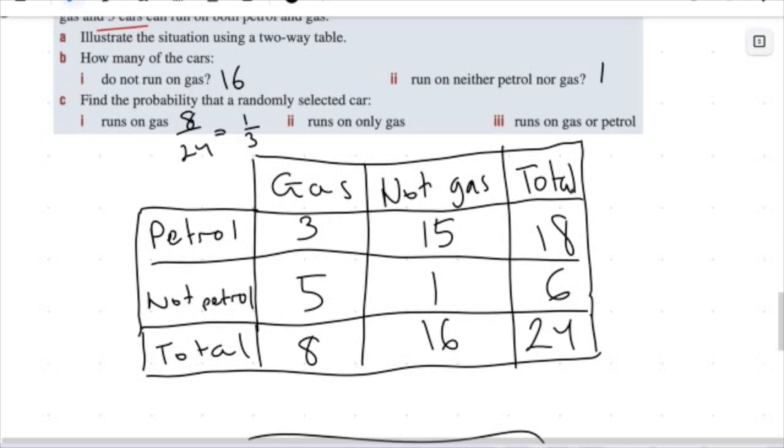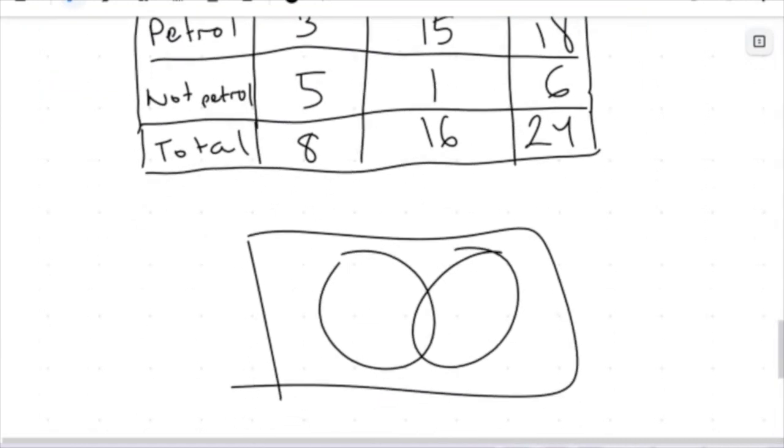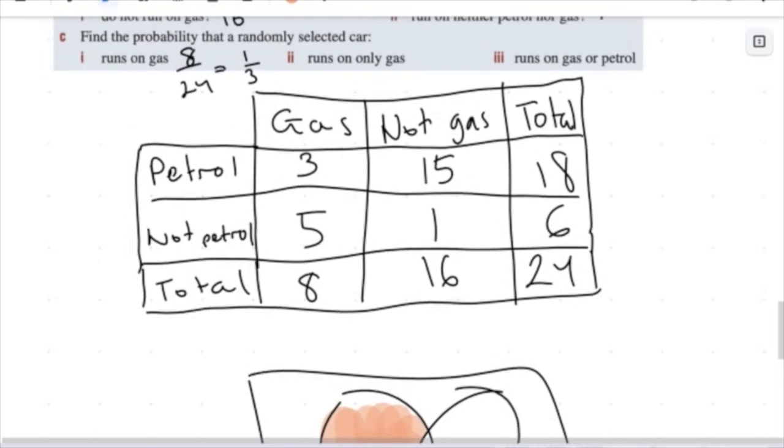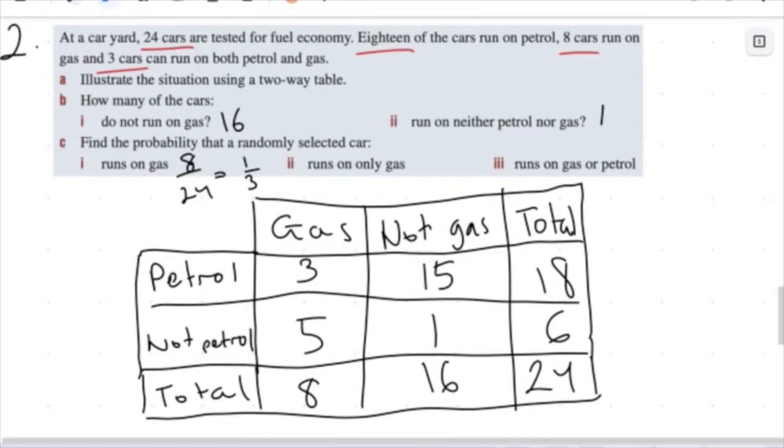Now, next bit, the probability that the randomly selected car runs only on gas. So in my Venn diagram, I'm looking at only gas, not gas and petrol. So I'm not looking at this middle section here. So the one I'm selecting here is my gas but no petrol, which gives me 5. That's going to be 5 on 24.